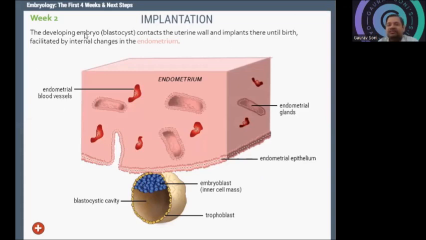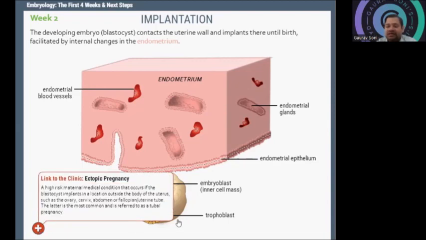Implantation is when the developing embryo, that is the blastocyst, contacts the uterine wall and implants there until birth, facilitated by the internal changes in the endometrium of the maternal uterus. You can see a diagram. There is the endometrium, endometrial blood vessels, endometrial glands, and endometrial epithelium, and slowly the blastocyst has moved from the fallopian tube towards this side and it has got attached to the wall of the endometrium in the stage known as blastocyst.